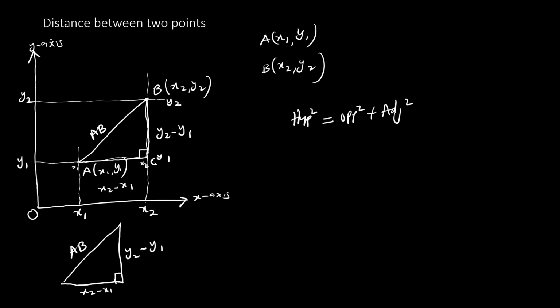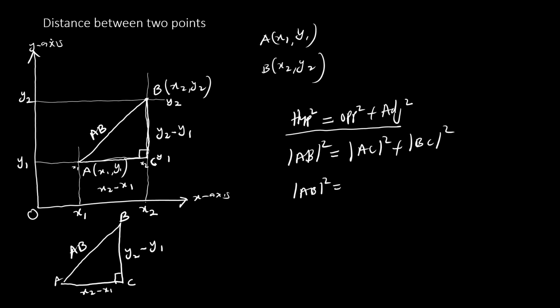Let's take this as point C. So we now have point B, point A, and point C. In relating this formula with this triangle, we can have AB square equals AC square plus BC square. And don't forget we are looking for AB. If we can find AB, that will be the distance between point A and B. So here, AB square will now be equal to our AC, which is x2 minus x1 squared, plus BC, which is y2 minus y1 squared.